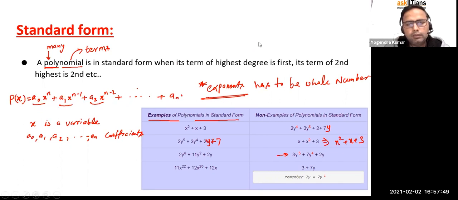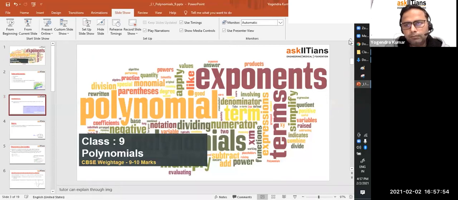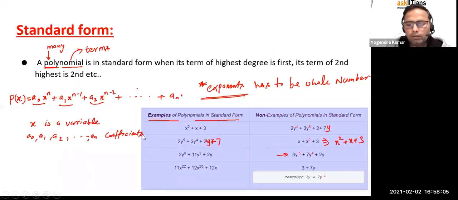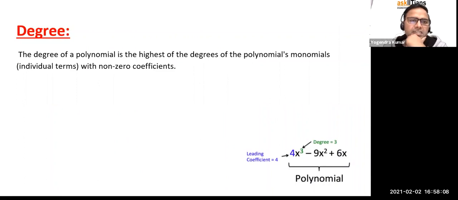Yes. So yeah, we can continue then further. Yes, let's continue. So next we have degree. What is the degree of a polynomial? It is very simple. The highest exponent. The degree of a polynomial is the highest exponent we have in the expression, right? Like here, 4x cube minus 9x square plus 6x.